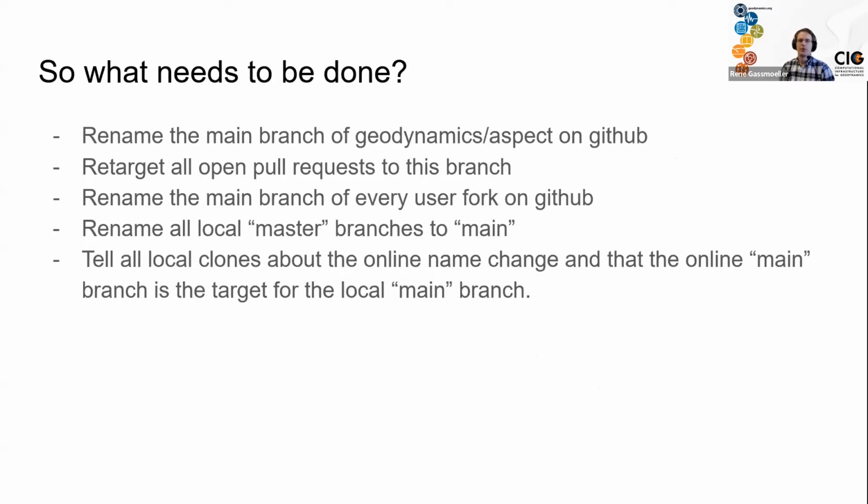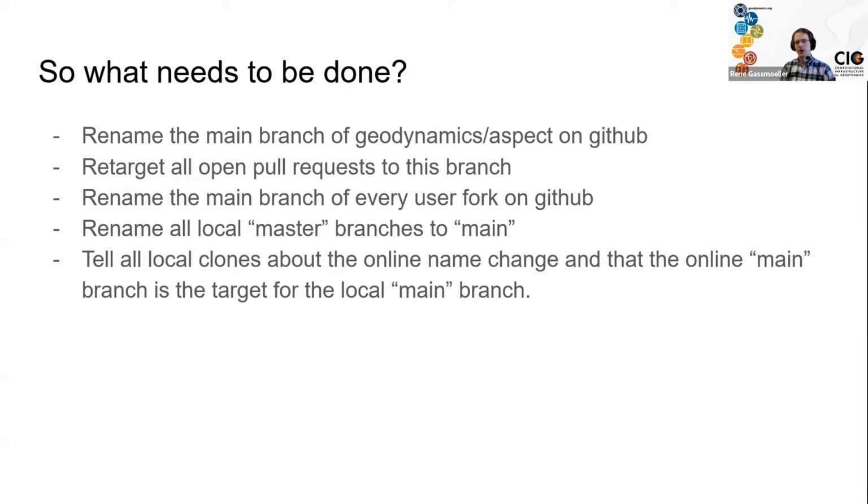All right, so what needs to be done? It's actually not that hard. There was actually a lot of talk just to preface a relatively small change. First of all, we will have to rename the main branch on the geodynamics aspect repository on GitHub. This will also automatically retarget all currently open pull requests to this new branch. This is something that I will do live next.